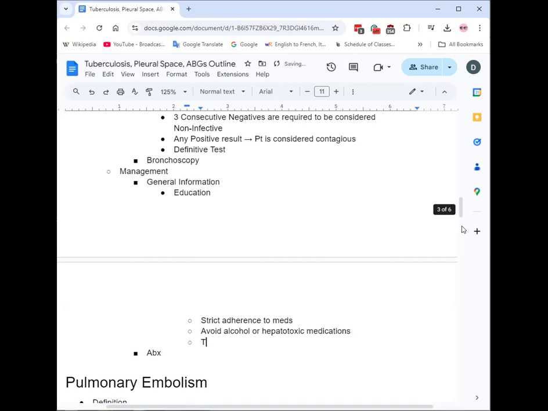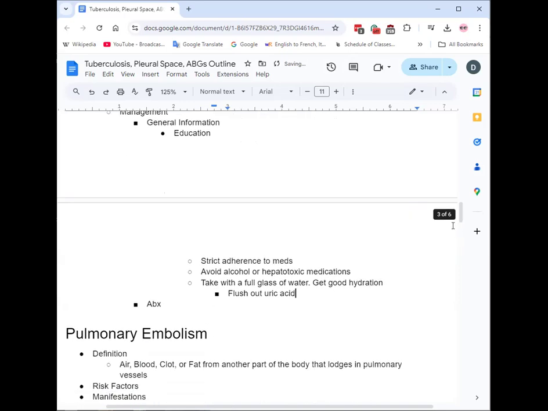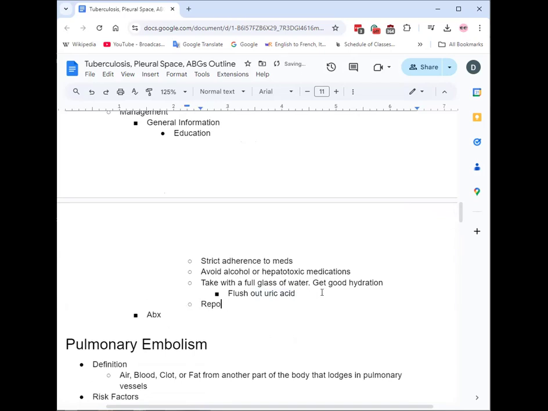Yes. So take with a full glass of water, and in general, get good hydration, flush out uric acid. What else? Some of them can cause that, yeah. So some of them, the education would be that you might have orange fluids happening. Risk of, yeah, because some of these can cause gout as well. We've already mentioned report jaundice. The rifampin can cause the orange urine.